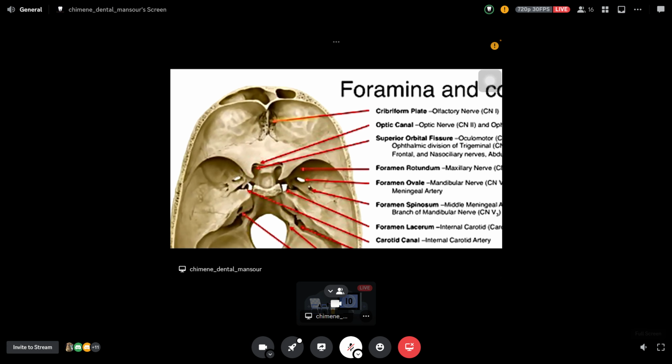Here in the zygomatic bone, so the bones of our cheek, there is a foramina also. Please do not forget about it. Please, please, please. The professor talked about it also. It is the zygomaticofacial foramina.